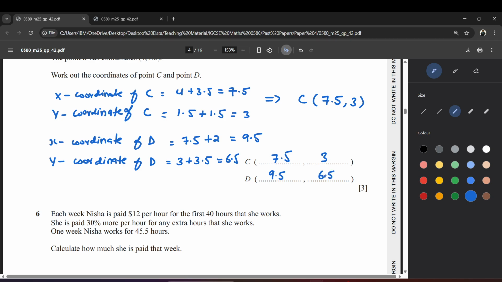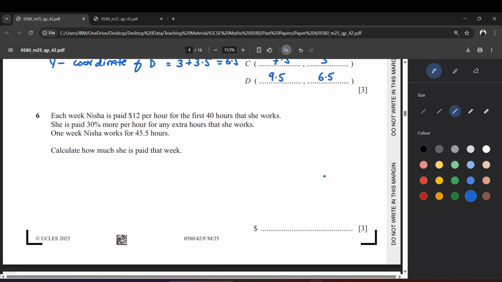Okay, question number 6. Each week, Nisha is paid $12 per hour for the first 40 hours that she works. She is paid 30% more per hour for any extra hours that she works. Okay. So if there are more hours than 40, for those particular hours, she's going to get 30% more per hour. One week, Nisha works for 45.5 hours. Calculate how much she is paid that week.